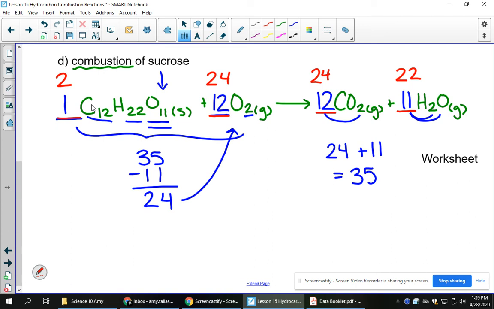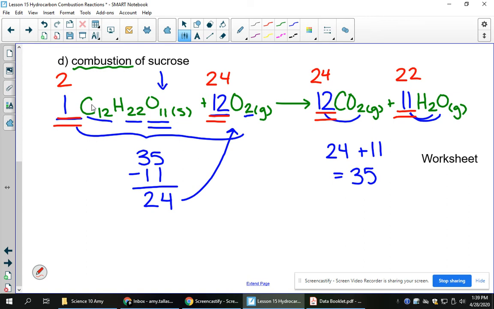Now, I don't want you to see something like these 12s and start dividing them by 2 or by 6 or something. You only need to divide if every single number divides by the same thing, which usually doesn't happen. Not a lot of students are making this mistake, but it's worth reminding you about. Now there's a worksheet on combustion that you need to complete.